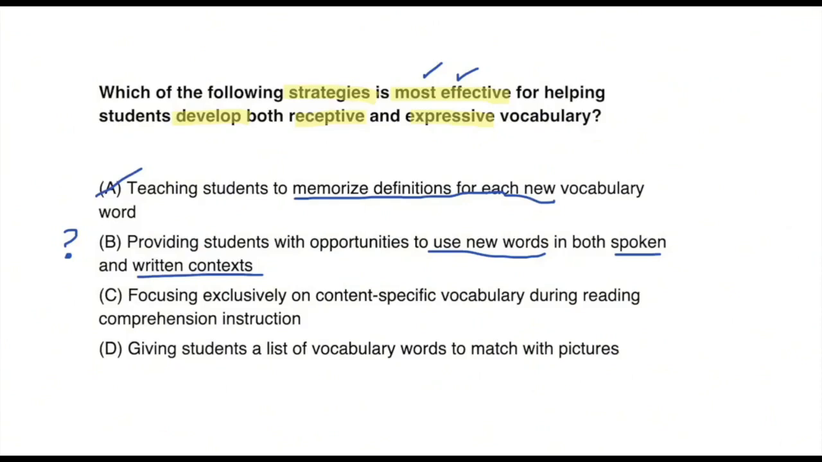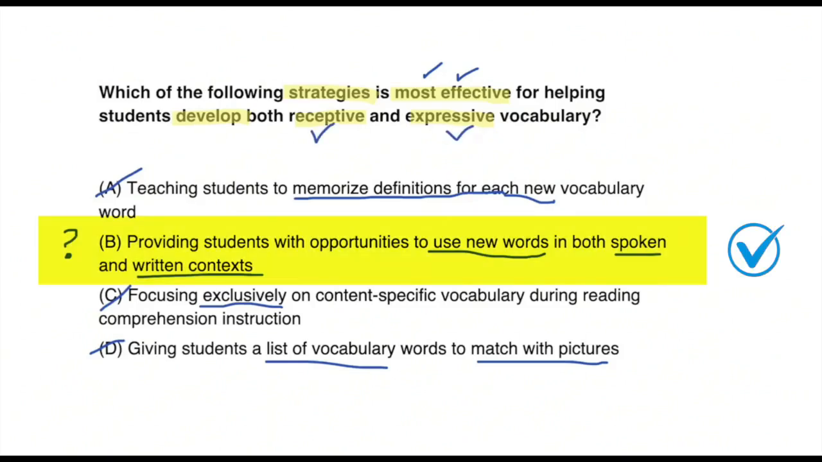Focusing exclusively on content-specific vocabulary during reading comprehension instruction. So exclusively doing that. So there's no other way but this one. No, it can happen in any context. So we're going to go ahead and slash the trash. Giving students a list of vocabulary words to match with pictures. I would definitely say no, because matching vocabulary words with pictures really won't give them a chance to have the words understood and then also used. So our best answer choice is B.